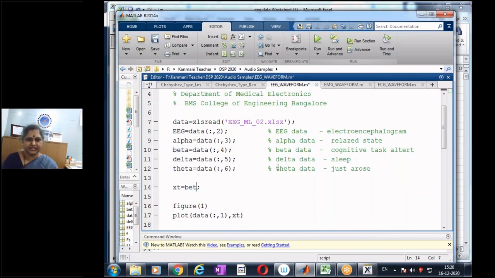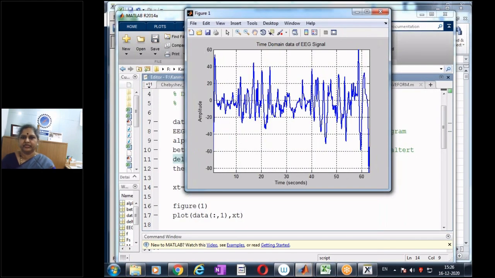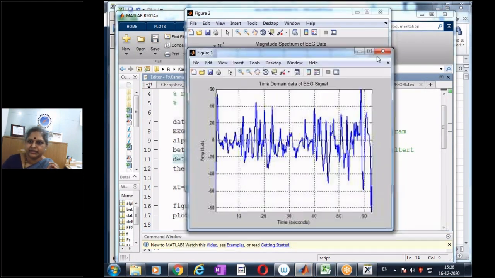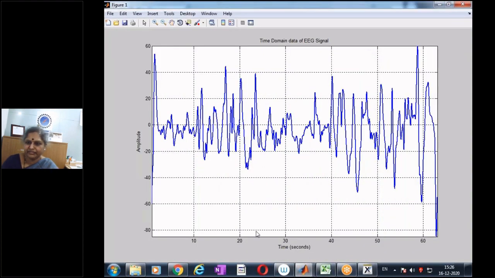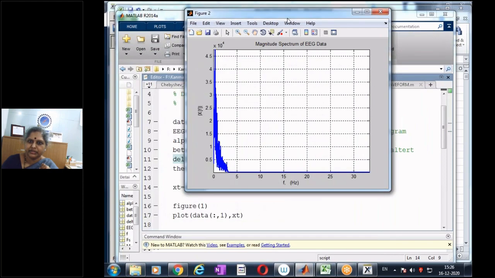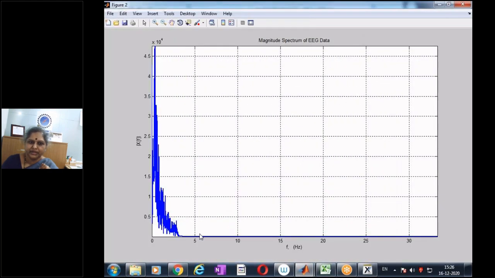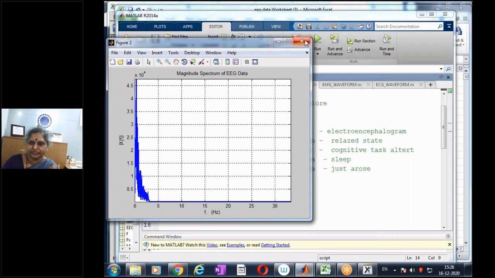Let's try next the delta. This is our delta waveform captured, in the time plot and in the frequency domain. This is almost like a sleep state, and in this state, if you see, the frequency components are extremely low, less than 4 hertz.